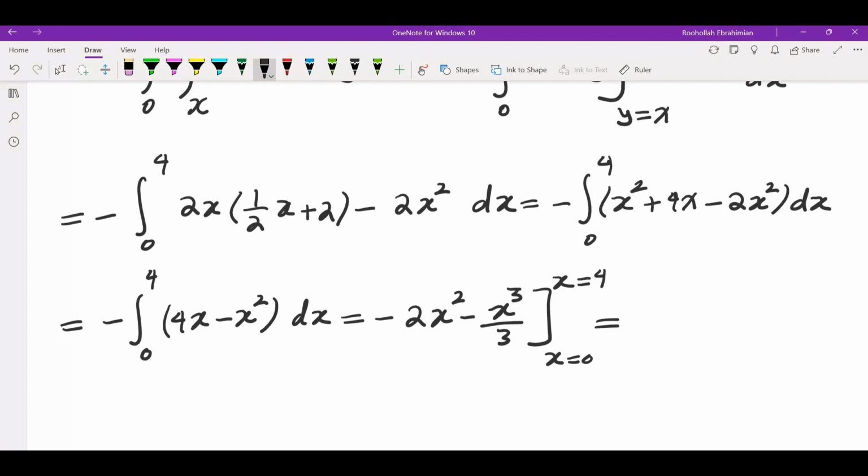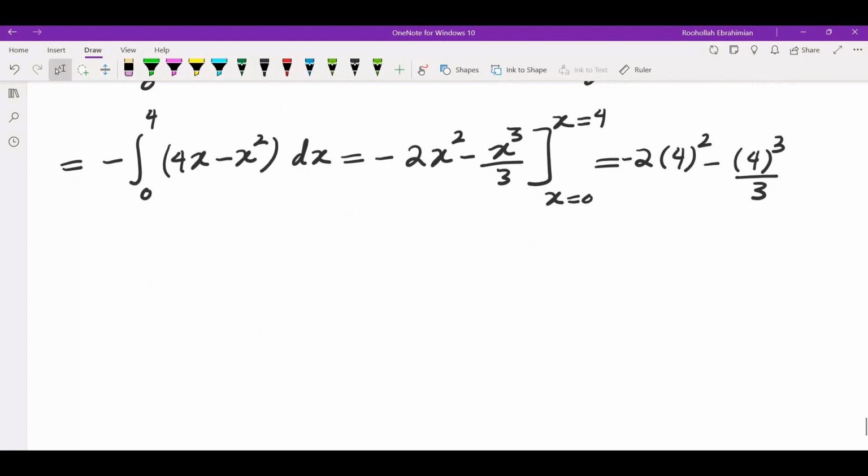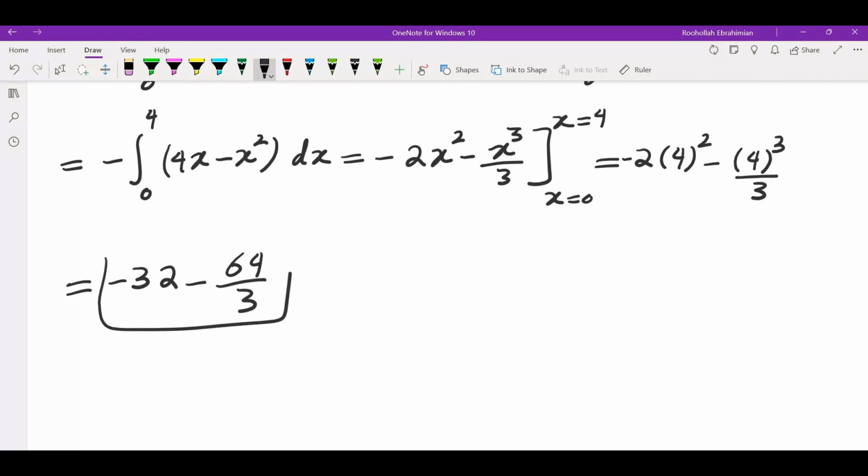X equals 0 gives us 0. X equals 4 gives us 2 times 4 squared minus 4 cubed over 3. So that is minus, 32 minus 64 over 3. So that would be our answer.